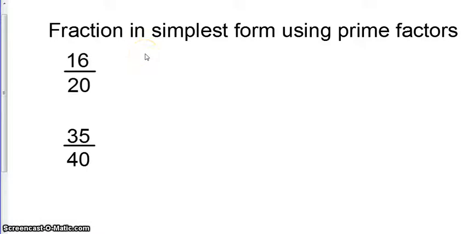This lesson is talking about finding fractions in simplest form using prime factors. We will talk about numbers as fractions, and we will talk about them as monomials as well. The first example here is 16/20ths.